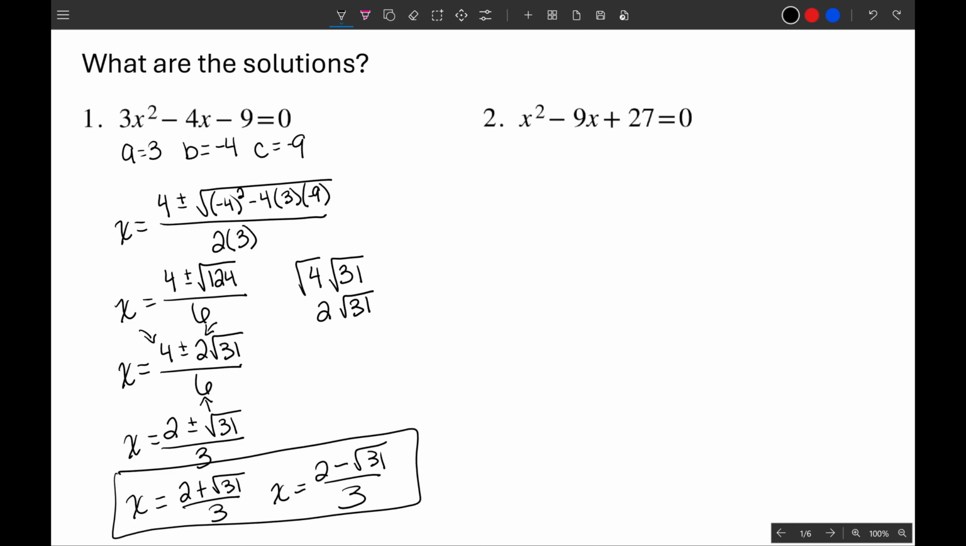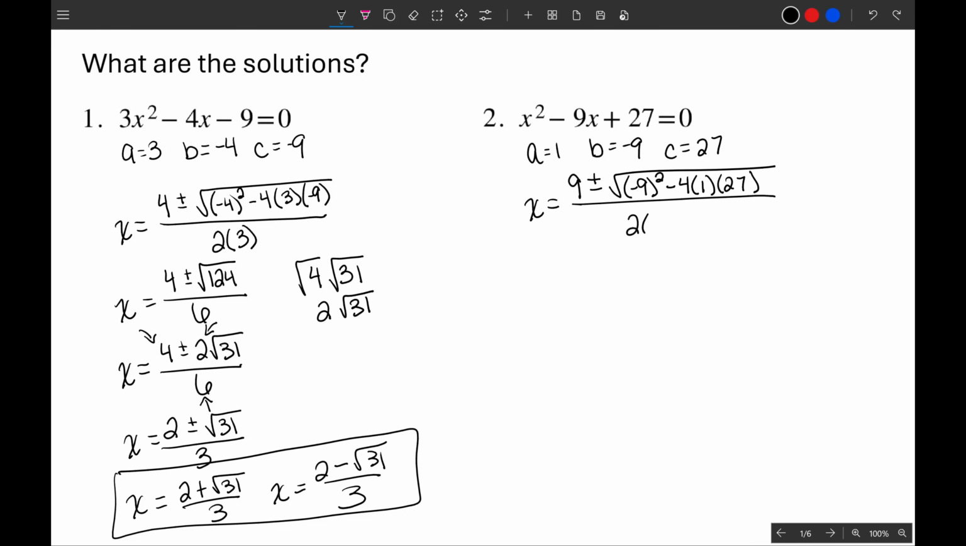So I have two real answers here, which means if I were to graph this, I would see it cross the x-axis at both of those values. All right, number 2, my a is 1, my b is negative 9, and my c is 27. So x is equal to negative b. My b is already negative, so this will be positive, plus or minus the square root of b squared, so negative 9 squared. Remember, parentheses are important. Minus 4 times 1 times 27 all over 2 times a, which is 1.